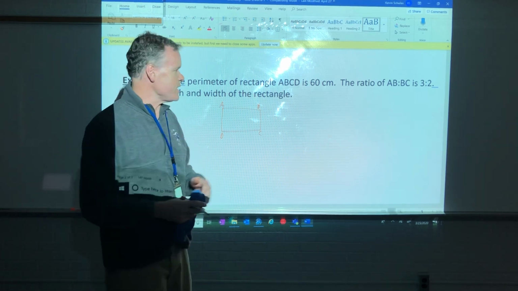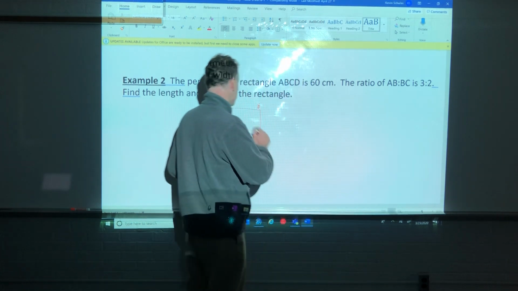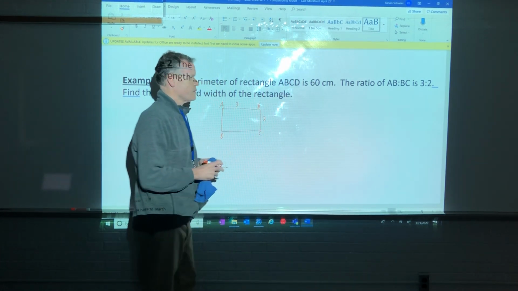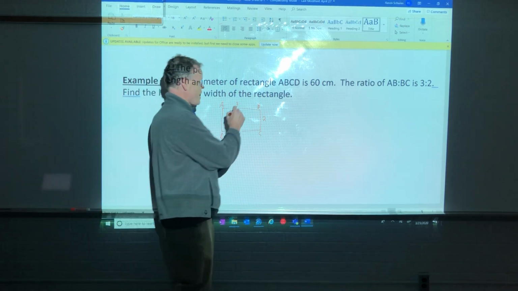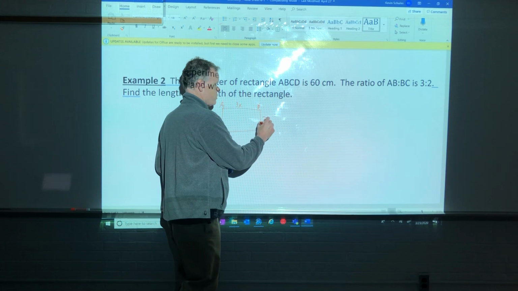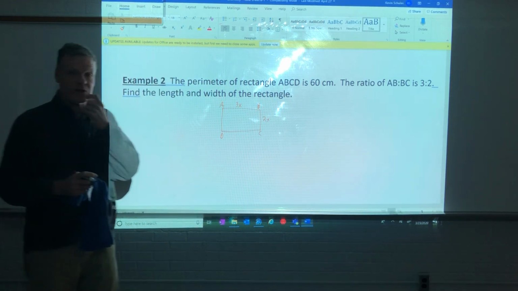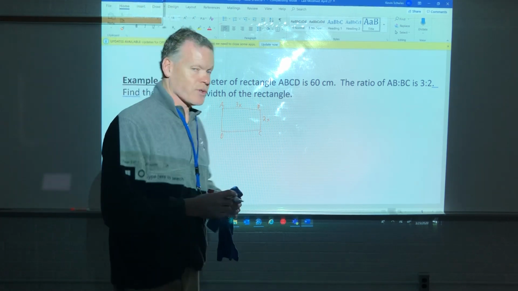So when they say the ratio is 3 to 2, the bigger number, 3, would be the length, and the 2 would be the width. Okay, that's the ratio. What we want to do here is put our x next to it, our unknown. Because we know the ratio is 3 to 2, but we don't know exactly what the number is going to be.